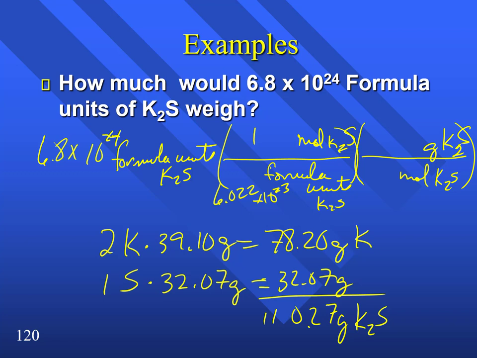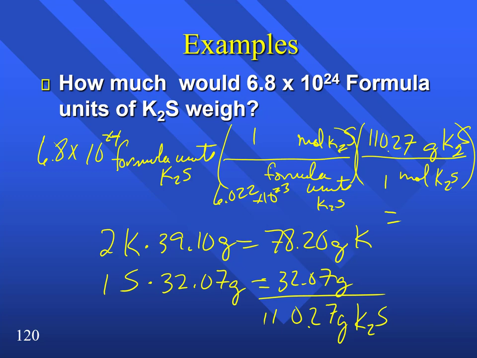So that means 1 mole of K2S weighs 110.27 grams. Build your own conversion factor. That equals 6.8 EE24 divided by 6.022 EE23 times 110.27. I ignore all the ones because there's no sense multiplying or dividing by 1.